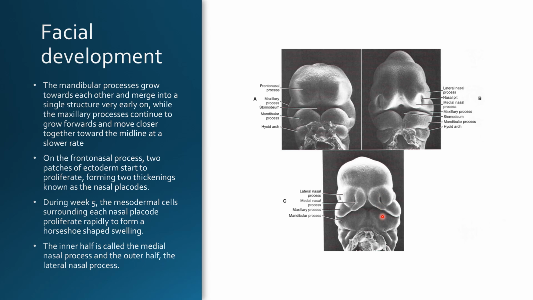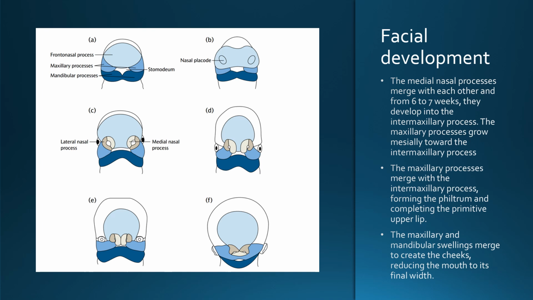As you can see here, we have the medial nasal process and the lateral nasal process. These were derived from the frontonasal process. You can see the 2 maxillary processes are still on the side. You can see the stomodeum here, and you can see that the 2 mandibular processes have already joined at this stage. The medial nasal processes are going to grow towards each other and then merge, and they will develop something called the intermaxillary process. From its name, we understand it's going to be in between the 2 maxillary processes.